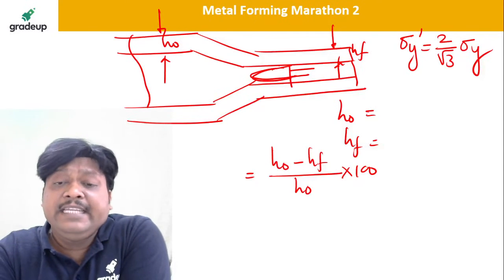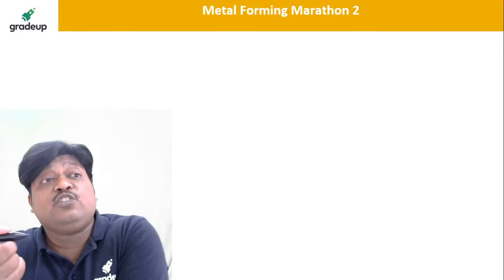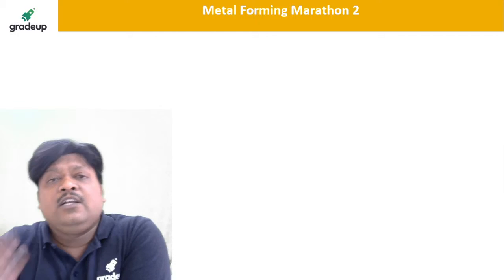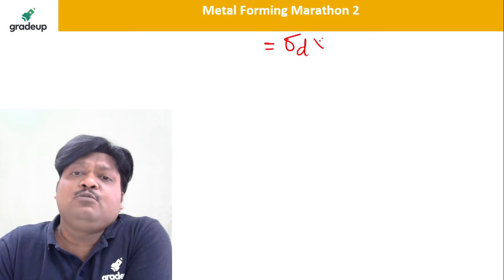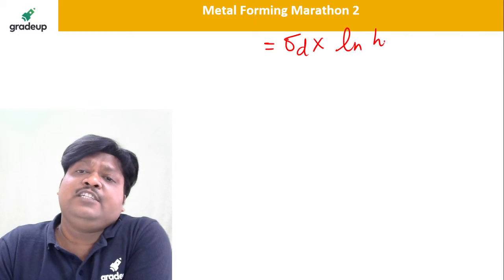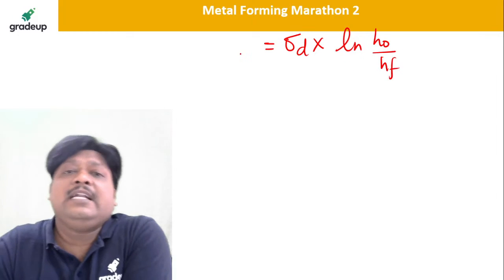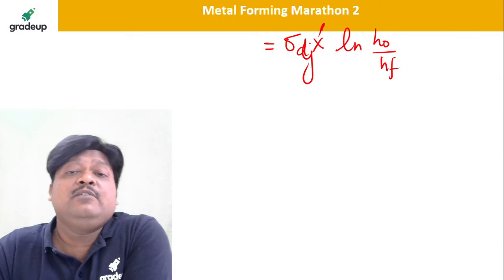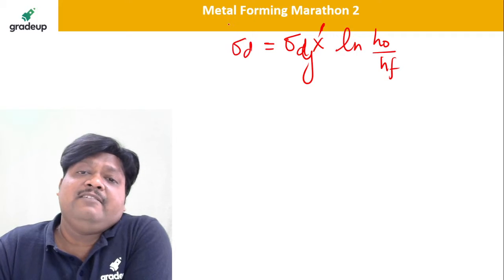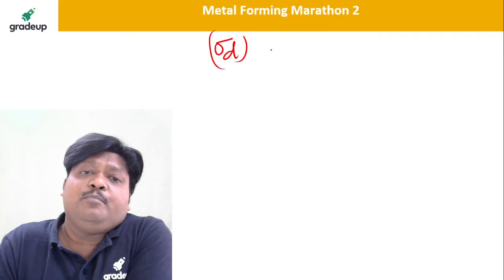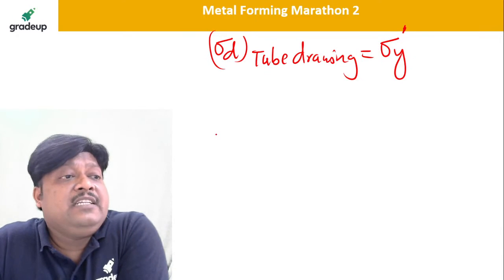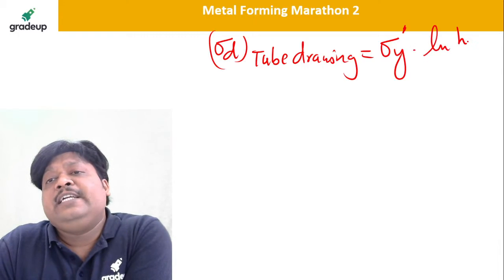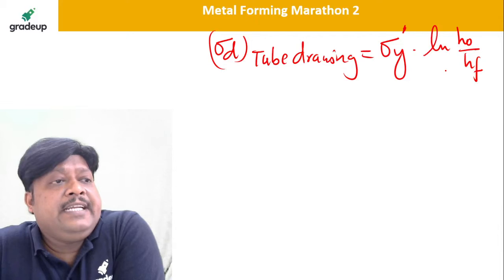You know that. Now here, if anybody asks you what is the maximum possible reduction in case of the tube drawing operation, in the ideal case of deformation, I am asking. So definitely it will be sigma d equal to sigma y into ln of h original by h final, where sigma y will be replaced by sigma y dash. The drawing stress in the tube drawing operation, same as in wire drawing, is equal to sigma y dash into ln of h original by h final, because it is a plane strain condition operation.